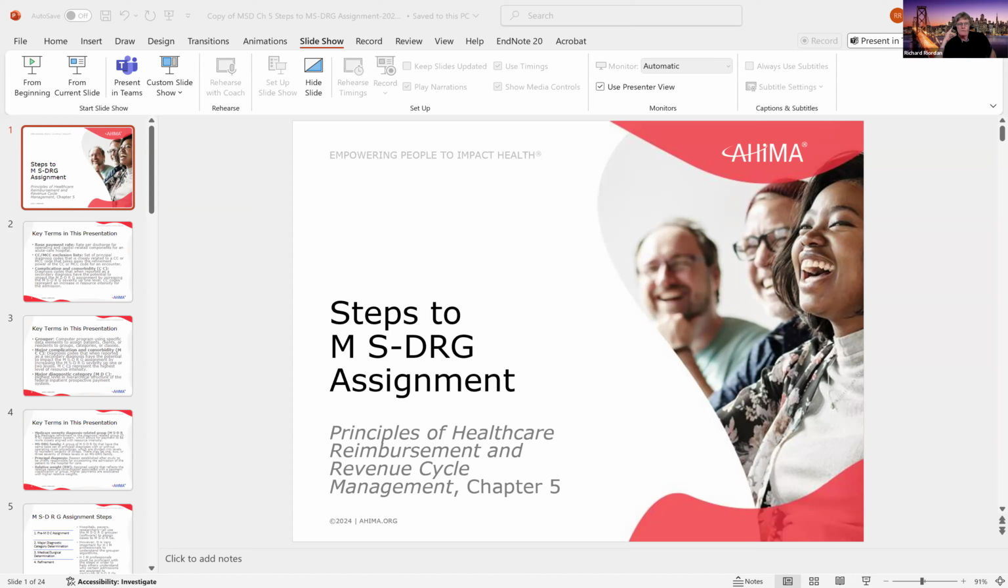So how are DRGs, MS-DRGs, if you will, assigned? They use the grouper. Ours that you're going to get familiar with is by 3M, now known as Solventum. And basically, you have to understand how to group these. This is where accurate coding comes into play with hospitals.